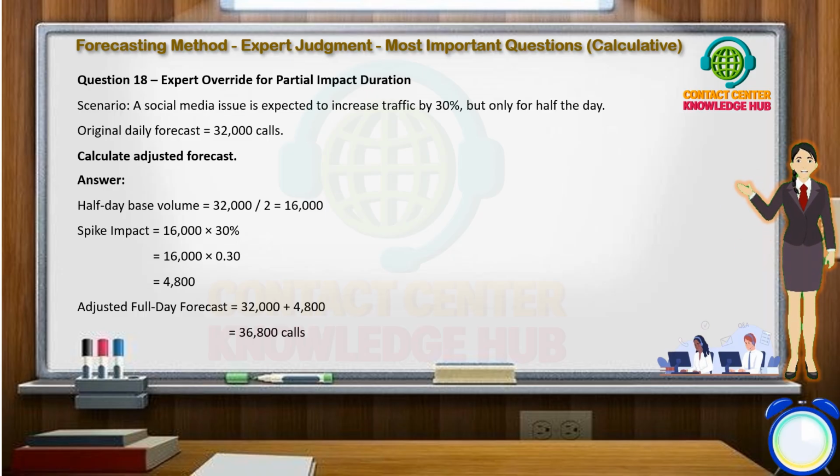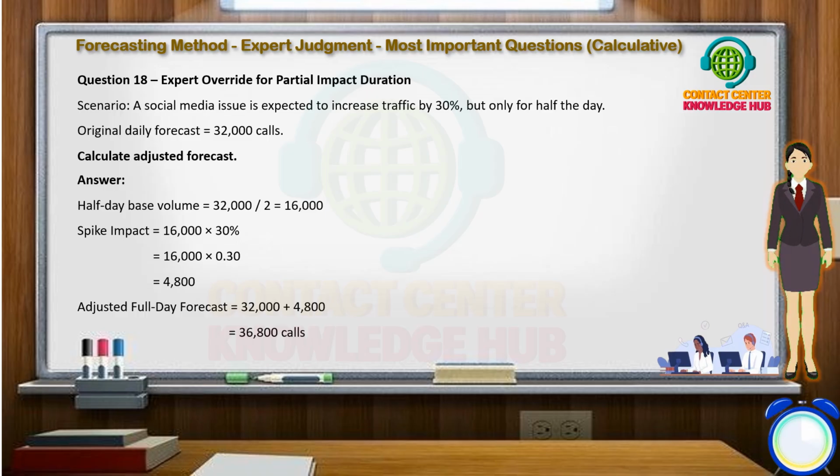Step 1. Calculate base volume. Half-day base volume is equal to full-day forecast divided by 2. So, 32,000 divided by 2 equals 16,000 calls. Step 2. Calculate the spike impact on that half-day volume. Spike impact equals half-day base volume times 30%. So, 16,000 times 0.30 is equal to 4,800 calls. That means the partial day spike adds 4,800 extra calls.